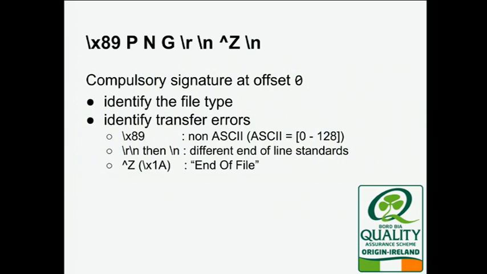So first the signature, which is enforced at offset 0. The signature is made to say it's a PNG, and also the signature was crafted so that you could detect transfer errors. So if it was transferred as text or as ASCII, then you could determine that from the signature. So here is our signature.